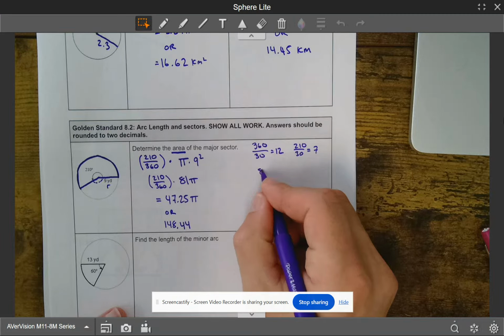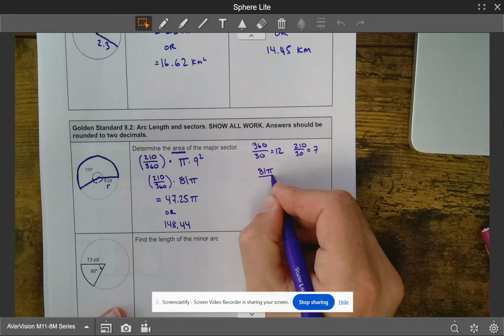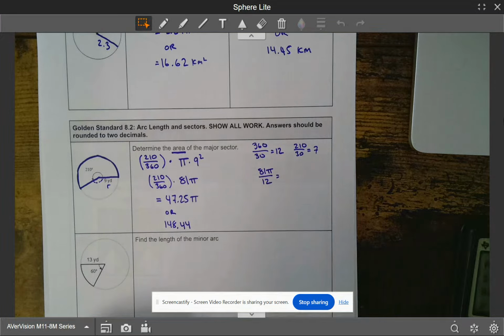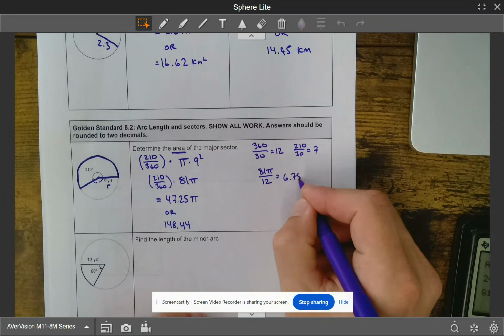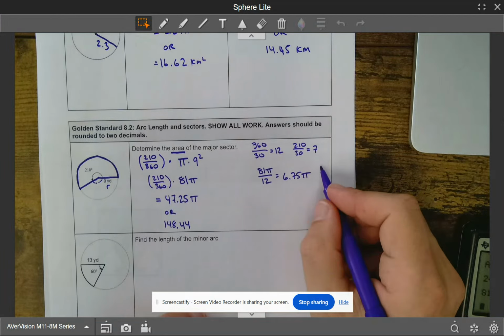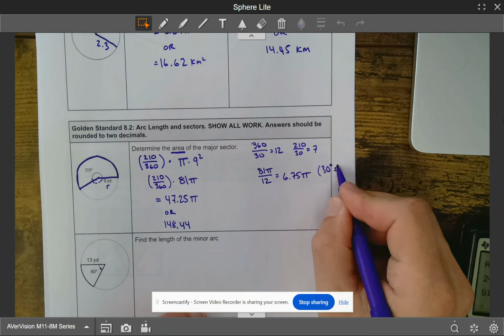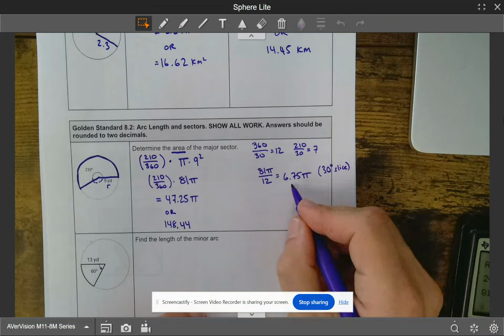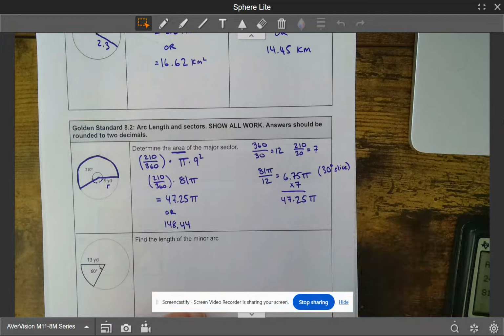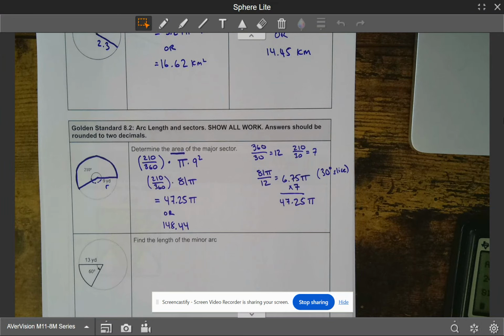So we know the total area is 81 pi. Divide it into 12 slices. That is going to give us 81 divided by 12 is going to give us 6.75 pi in each 30-degree slice. So that's for a 30-degree slice times 7 slices. Should give us the exact same answer, 47.25 pi. Again, same answer, different approach.